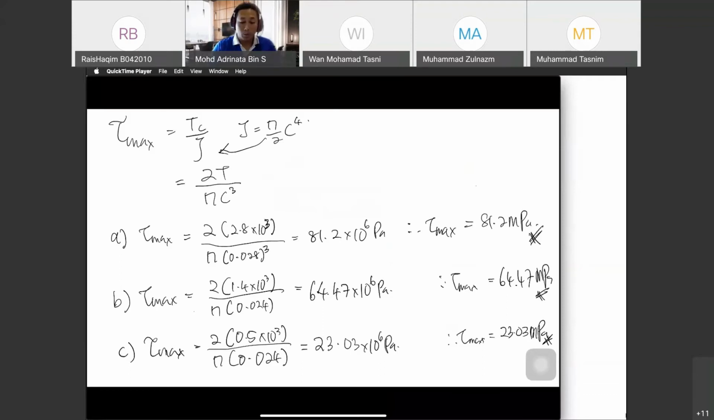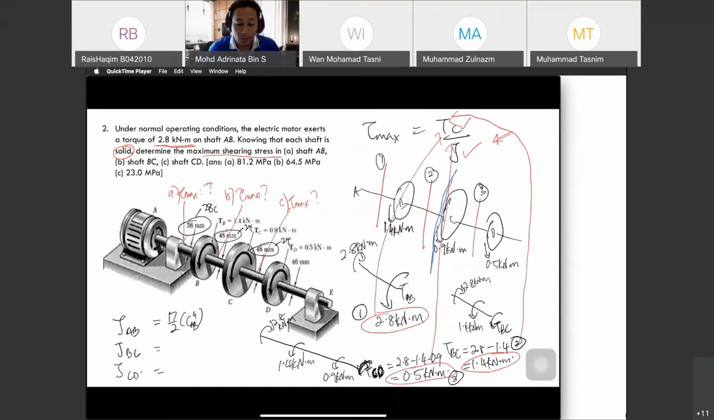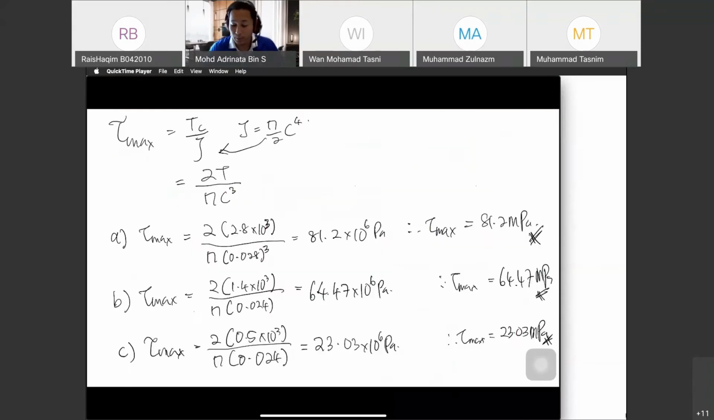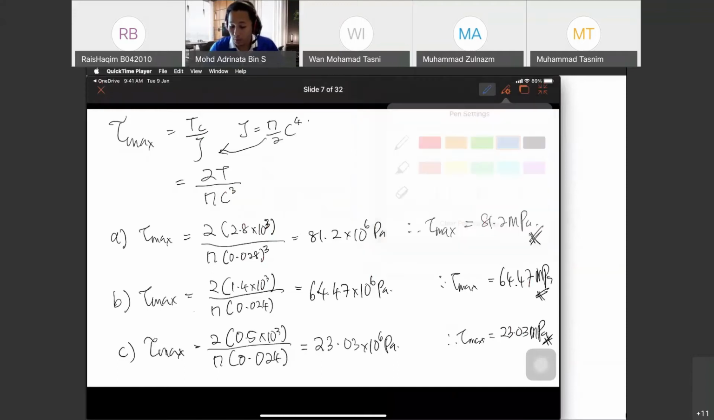Saya minta jawapan dia. 81.2, 64.5. Okay. So ini samalah 64.5 megapascal. And 23 megapascal. Okay. Alright. Ada soalan? Boleh tulis dekat chat.